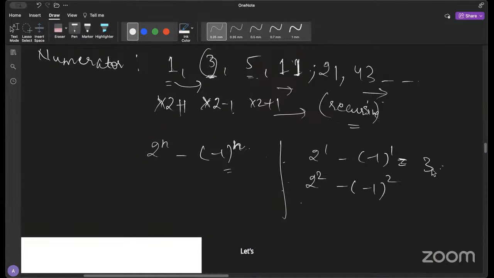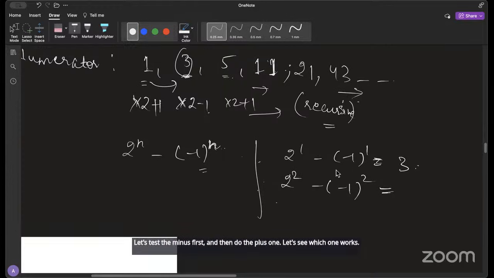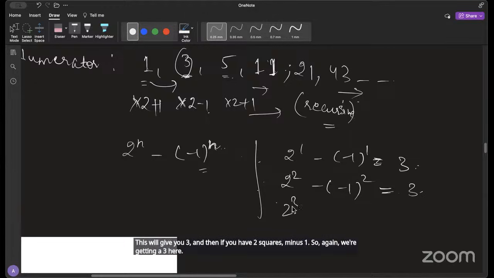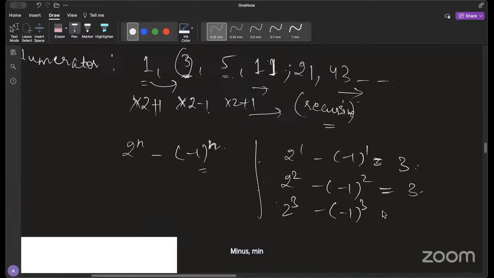Let's test the power minus first, n, and plus. Then do the plus one. Let's see which one works. 2 to the power 1, this will give you 3, and then if you have 2 square minus of 1, so again we're getting a 3 here. Minus 1 cube, so you'll get plus, and this is 9, you'll get a 9 here.